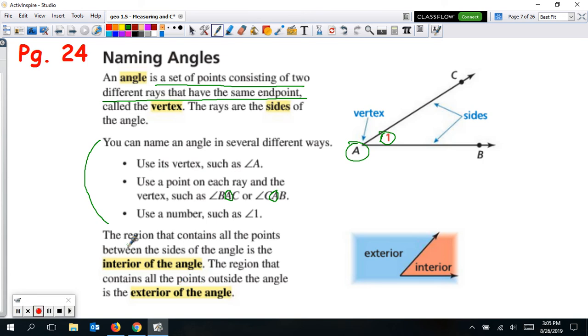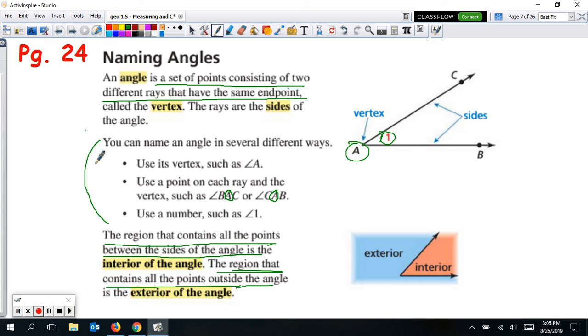That's the definition. You want to write that definition down as well as draw the picture. So don't forget to draw the picture. That does definitely help. So that's what the interior of the angle is. It's the region that contains all the points between the sides. The region that contains all the points outside the angle is the exterior, and you can write that for exterior. So it's the region that contains all the points on the outside of the angle.